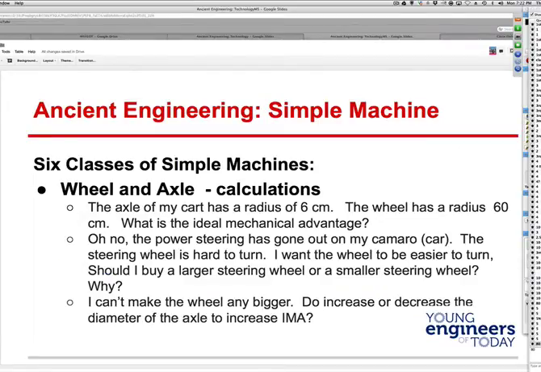The axle of my cart has a radius of 6 centimeters. The wheel has a radius of 60 centimeters. What is the mechanical advantage of this system?